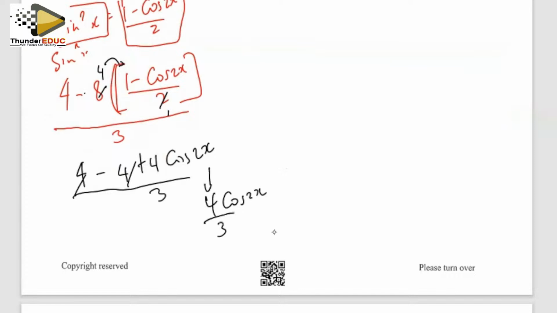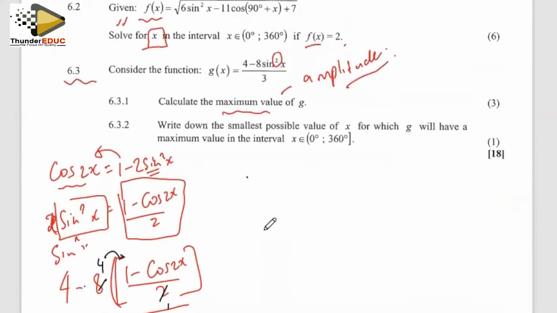So this is our amplitude, and that is the maximum displacement of the graph about the rest position. So which means that the maximum is 4 over 3. Okay, so that is how I would have gone about that.